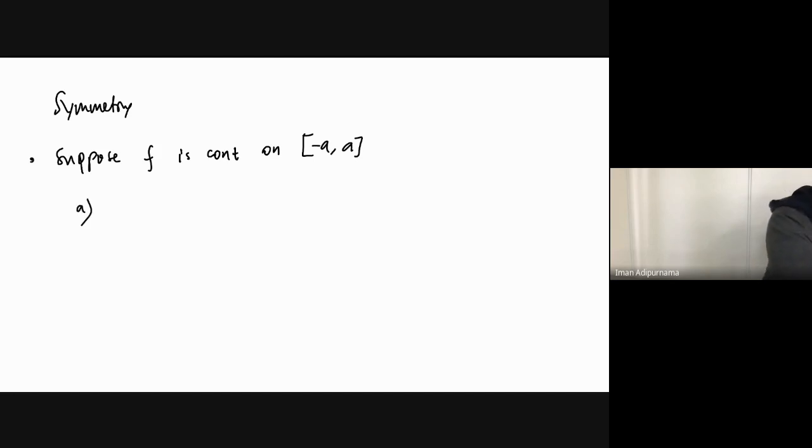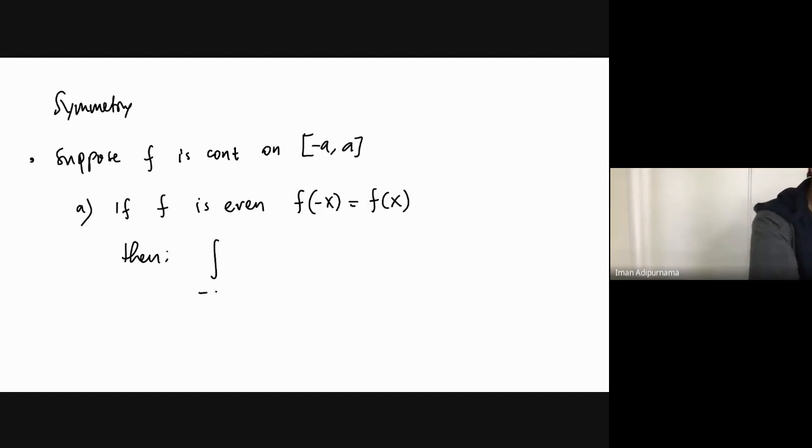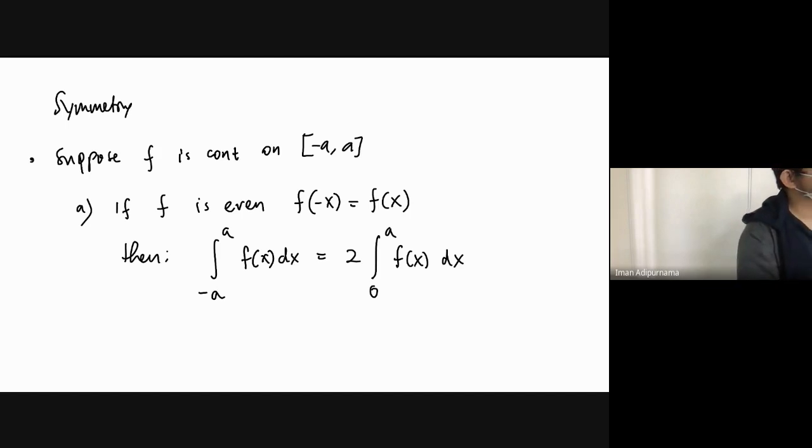Okay. Next is a theorem for symmetry. Maybe this will be the last theorem for today. Suppose function f is continuous on this interval. If the function is an even function, that is, you have this, then your integral from negative a to a will be 2 times the integral of f of x dx. You can imagine x squared, right, or maybe sine x.